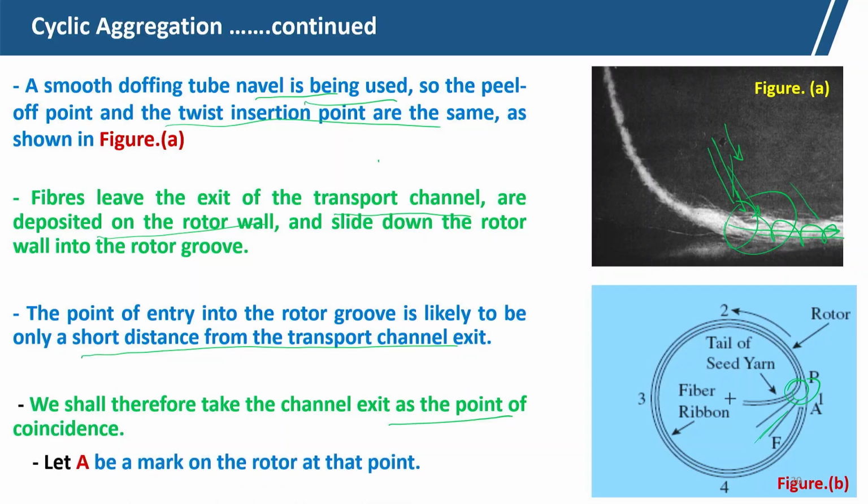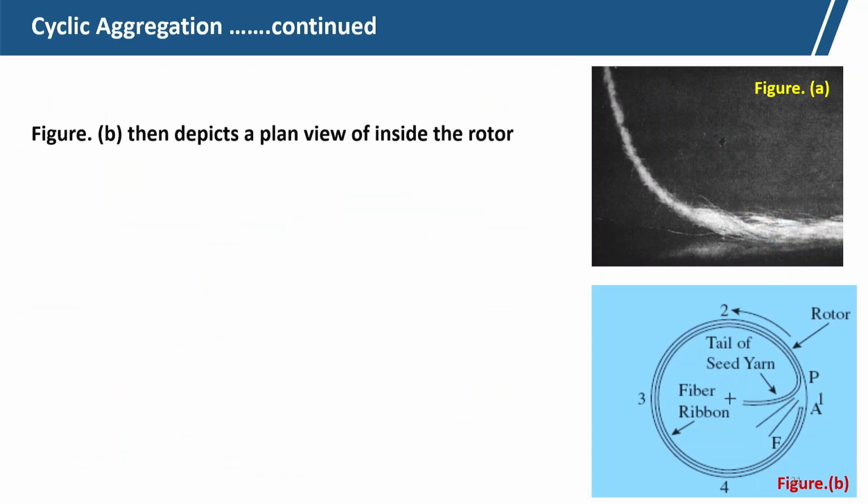Let A be marked on the rotor at that point. So, it is very close to that point, A. So, fibers are deposited directly on the rotor groove, which is close to the peel off point P. Now, figure B then depicts a plane view of inside the rotor.